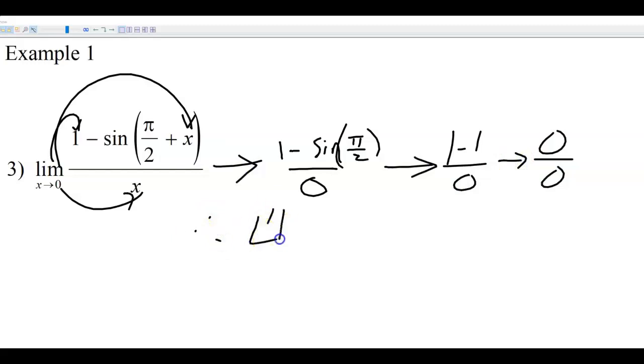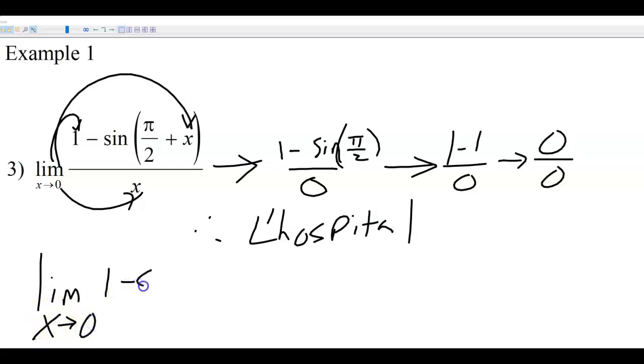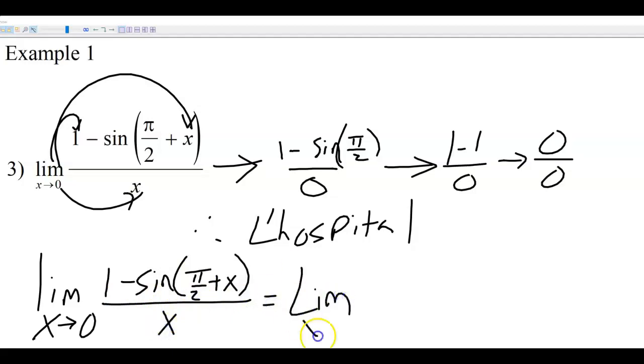And therefore, by L'Hopital, we have the limit as x approaches 0 of 1 minus sine of pi over 2 plus x, over x, equal to the limit as x approaches 0 of, all right, the derivative of 1 is 0, so that's just going to go away. The negative 1 is going to stay in front of the sine there.